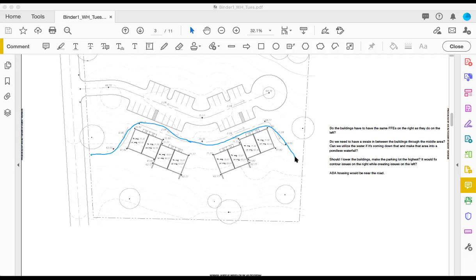Cool. All right. Work on the parking lot contours first, okay? And then work on the FFEs, units 1, 3, 4, and work on connecting the contours out of the curb to your original contours. Okay? Thank you.